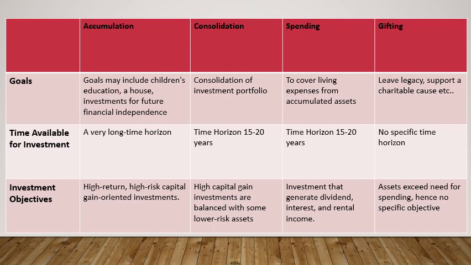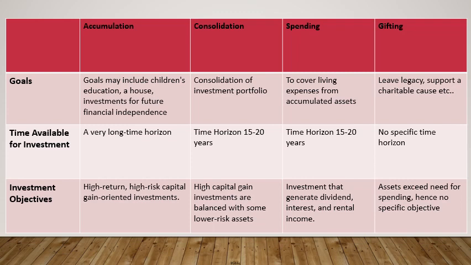Typically it has a very long time horizon, which means in this phase you invest for a very long time period. High return, high risk, capital gain oriented investments you will make. So these are the traits of the phase of accumulation. What else? If you move to the phase of consolidation, you consolidate your investment portfolio. Time horizon will be 15 to 20 years. High capital gain investments are balanced with some low risk assets. So this is the second phase where you consolidate.